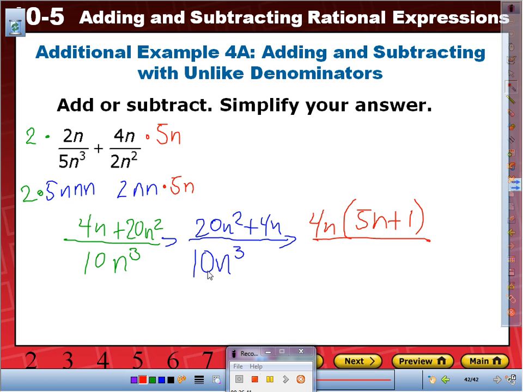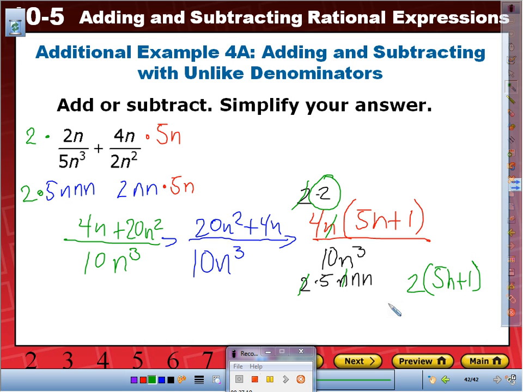We bring this over. We got 10n cubed. However, what are the prime factors here of 4? 2 times 2. Prime factors of 10: 2 times 5, and the n cubed can be written as how? n, n, and n. Are we there? So check this out. 1, 2, 1, 2, 1 n, 1 n. So what do we have in the numerator? 2, 5n plus 1 over, what's left here? 5n squared. And we're done.